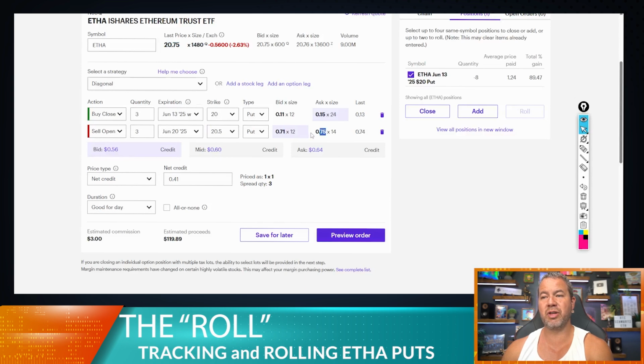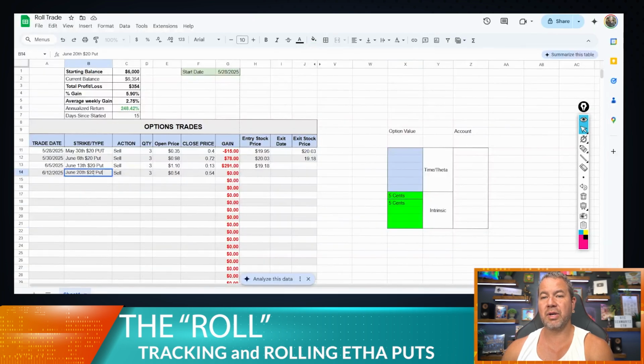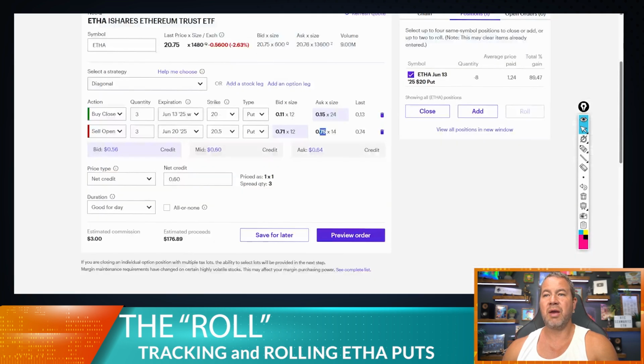So this would probably fill about 73 cents. If I put it in the mid, I would get 60 cents credit here, but this would actually fill about 73 cents. What that would look like is I would get a $20.50 put at 73 cents, so it'd make just a bit more money next week. And what that does is it puts it closer to the underlying asset price, so I'm not leaving too much on the table there.